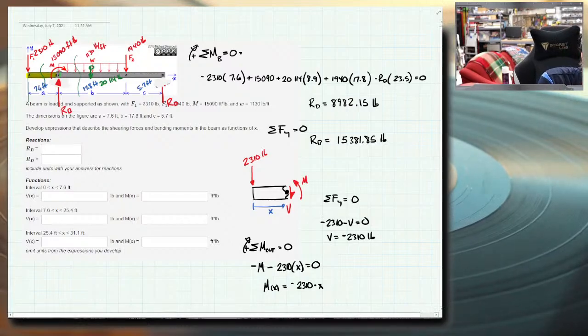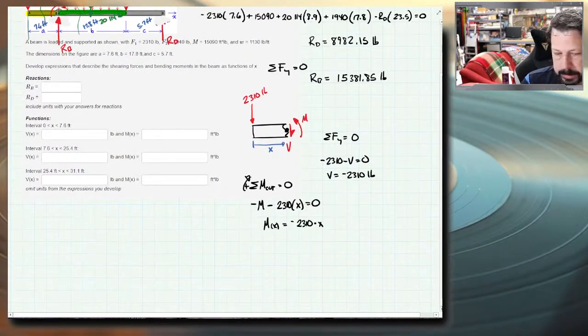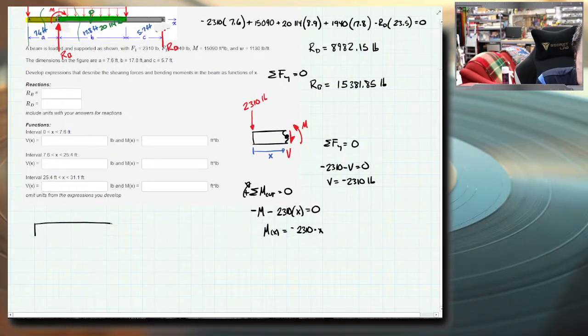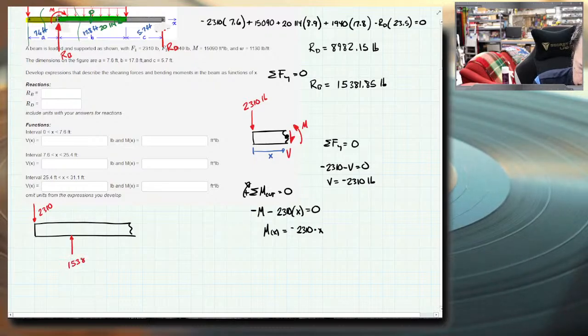Okay, let's do our interval 2, which should be from B to C. Here, I've already got a little line drawn there, so let's use that line. Okay, we have the same 2310. We have the reaction at B, which we found to be, no, it was the bigger one, 15,381.85 pounds.